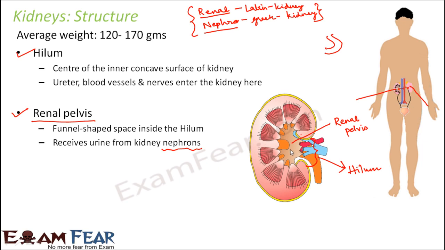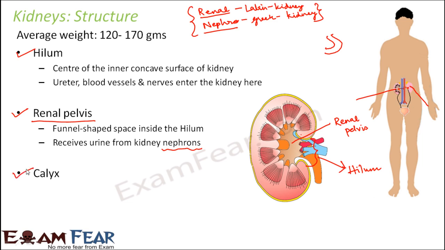Now this urine then gets collected, or it is received at this funnel shaped structure, and then from this renal pelvis it goes out to the hilum through the ureter to the urinary bladder. So the renal pelvis actually collects all the urine that gets produced throughout the kidney.